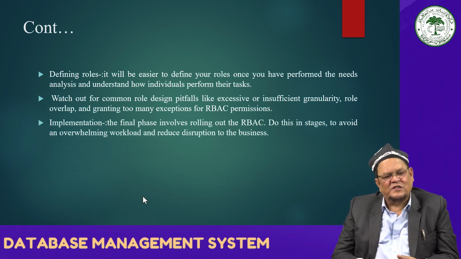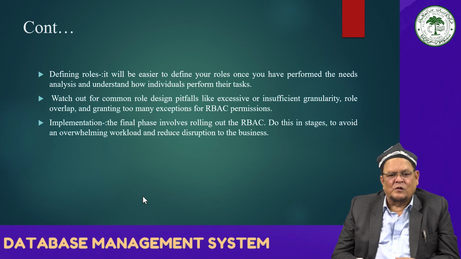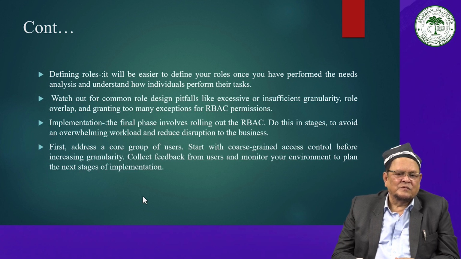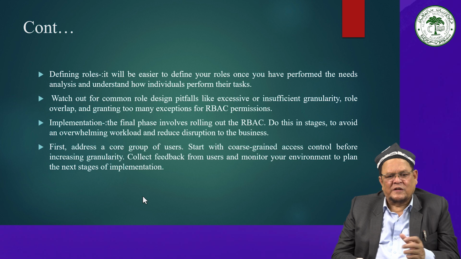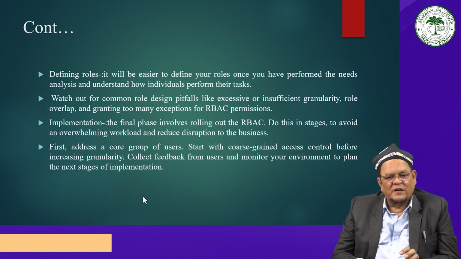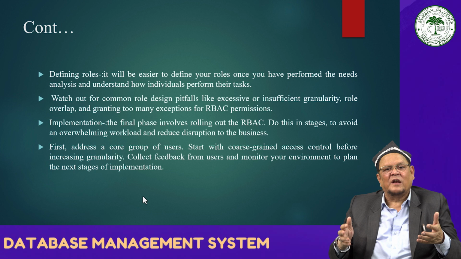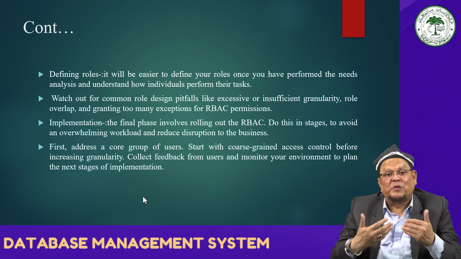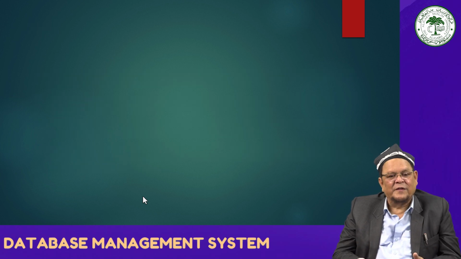The last is implementation steps. The final phase involves rolling out the role-based access control. Do this in stages to avoid an overwhelming workload and reduce disruption to the business. Address a core group of users. Start with coarse-grained access control before increasing granularity. Collect feedback from the users and monitor your environment to plan the next stage of implementation. In this way, we are able to implement.